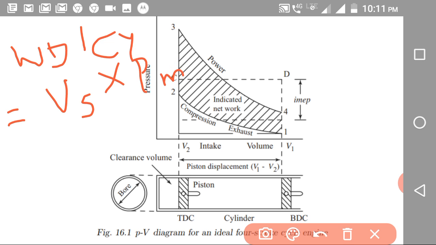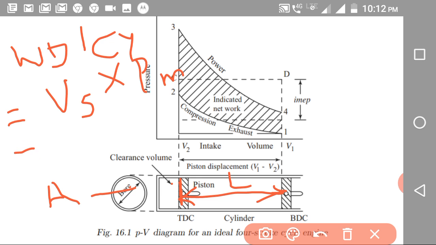Vs is the swept volume, and we can write it in terms of length of stroke and area of the piston. This is the area of the piston and this is the length of stroke. This is the bore diameter, so we can find the piston area. If we multiply this piston area by the stroke length, we get the swept volume.